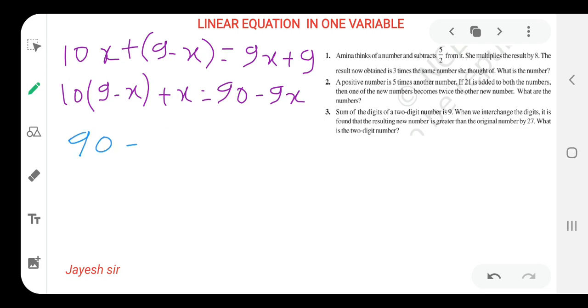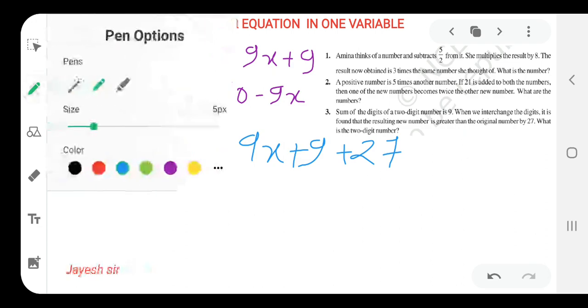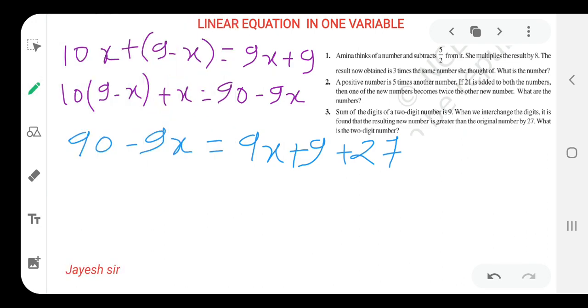90 minus 9x is our new number. It is 27 greater, so the other number should be added with 27 so that they both become equal. This new number has 27 rupees more than you, so I will give 27 rupees to you so that you become equal to the new number.